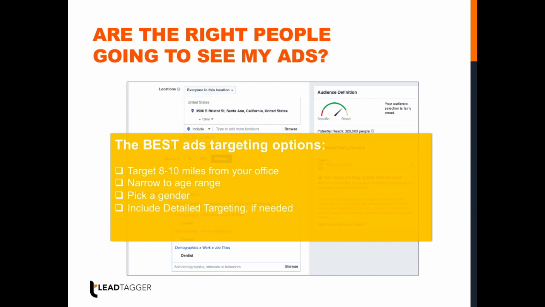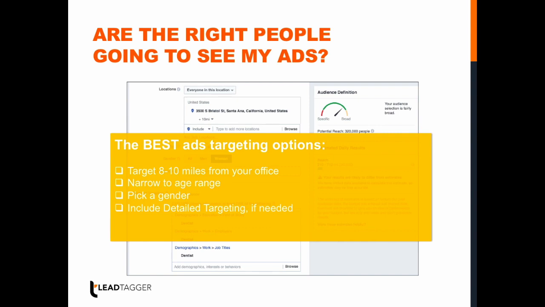So you want to target 8 to 10 miles from your office. So if you are in Chicago, for example, you want to make sure you are targeting 8 to 10 miles from your office. You also want to narrow down the age range. So this really depends on what service you are offering. So if you are offering implants, you want to target people who are 40 and up. Because with implants, as you know, they generally skew towards the older age. So 40 and up is an ideal number.